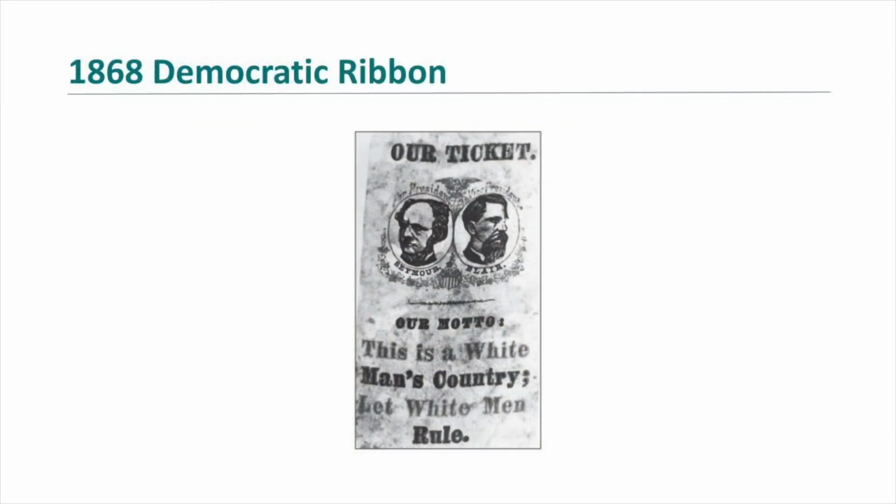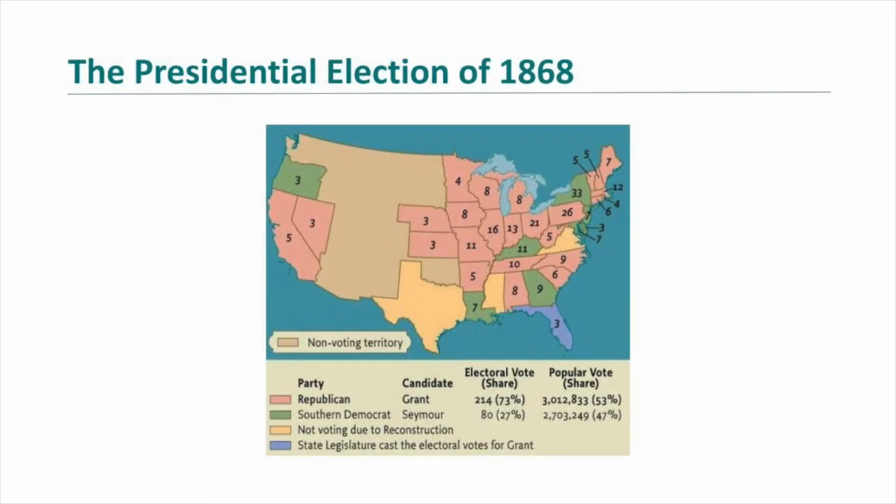And here's a Democratic ribbon from the election of 1868 with Horatio Seymour and Francis P. Blair, Jr., the party's candidate for president and vice president. The ribbon illustrates the explicit appeals to racism that marked the campaign. All right, now, here is a map of the presidential election of 1868. Grant won that election with 73% of the electoral vote, but only 53% of the popular vote.